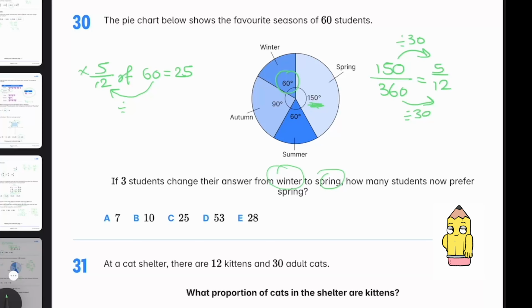So remember, this is the original number of students who said their favorite season is spring. Now later, 3 students changed their favorite season from winter to spring. So we just added on. 25 plus 3 is 28. And E is our answer.